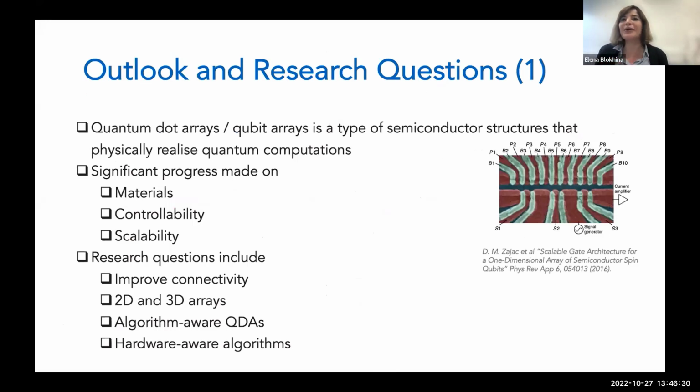Now, having said this, the question is: what's the outlook and the research question? What are the interesting problems to solve and to investigate? If you are interested in physics and engineering aspects of quantum computation, there are quite a lot of research questions and tasks. There is quite significant progress made in understanding materials, controllability, and scalability, and how to build one-dimensional and two-dimensional arrays. But there's still quite a lot of research on materials. There are very interesting ideas on how to design 2D and maybe even 3D quantum dot arrays, and on how to design algorithms which are hardware aware, so which work most efficiently on specific configurations of quantum dot arrays.